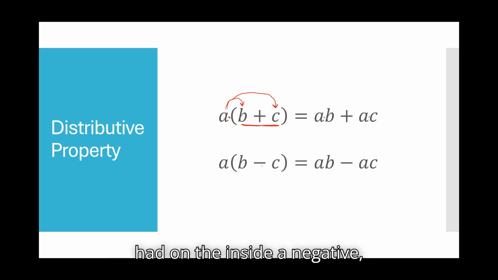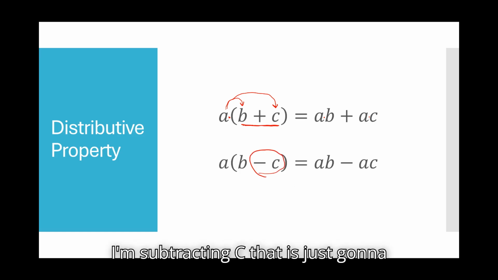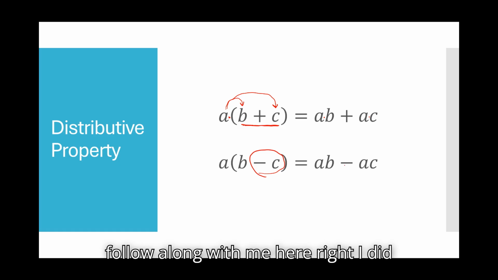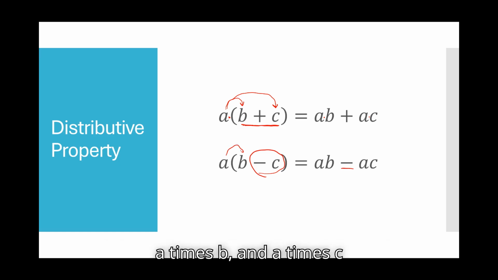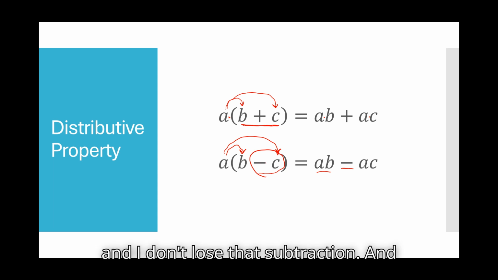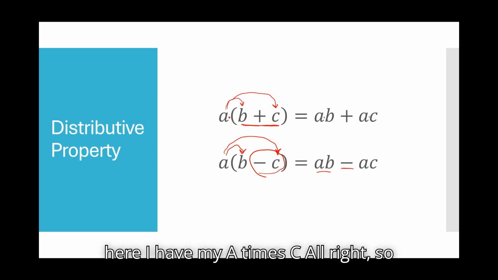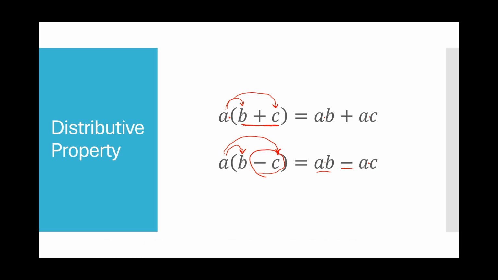And if I had on the inside negative, I'm subtracting C. That is just going to follow along with me here, right? I did A times B and A times C, and I don't lose that subtraction. And here I have my A times C. All right, so here are some examples.